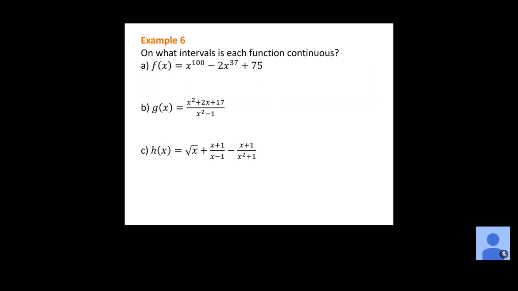All right, so let's take a look at these. So we want to know, where are each of these continuous now? So the first one we've got is x to the 100th power minus 2 times x to the 37th power plus 75. So in what intervals would that function be continuous? Good, all real numbers, right? So there are no restrictions on the domain of that function. It is a polynomial, and so it's going to be continuous everywhere, from negative infinity to positive infinity. Any questions on that one?